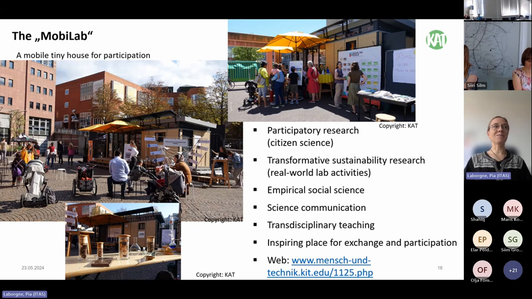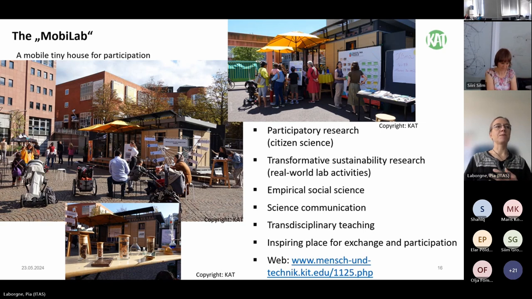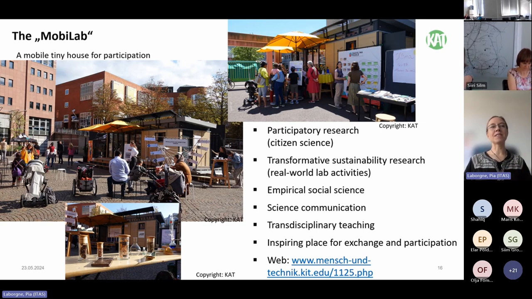We also have a mobile participation lab. It's like a tiny house on wheels where we can go close to where the people are. Because, of course, even in our lab in a neighborhood, many people will not come. But like this, we can go out and really interact with people. We can do participatory research, very classical empirical social science, but also science communication and transdisciplinary teaching. It's a place for exchange and participation.